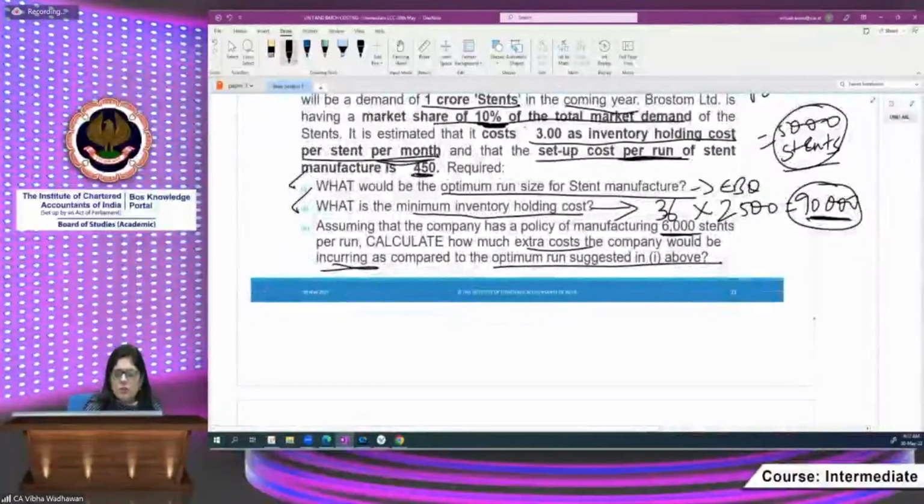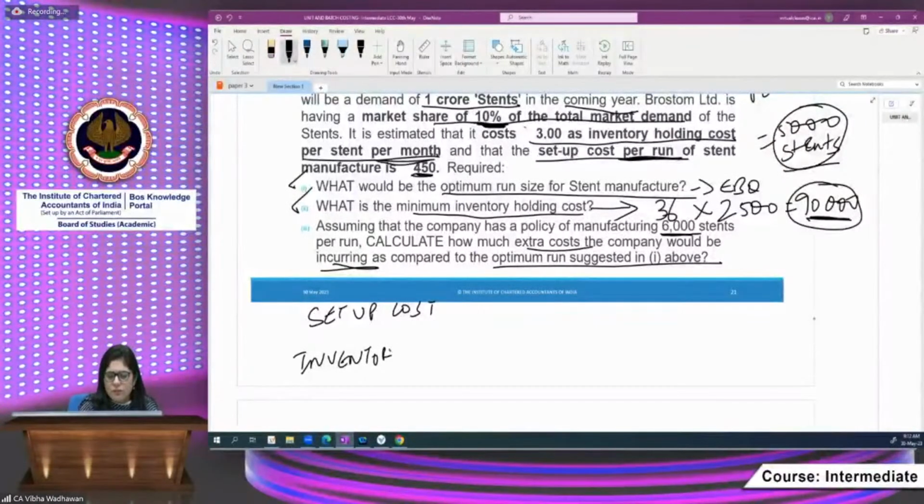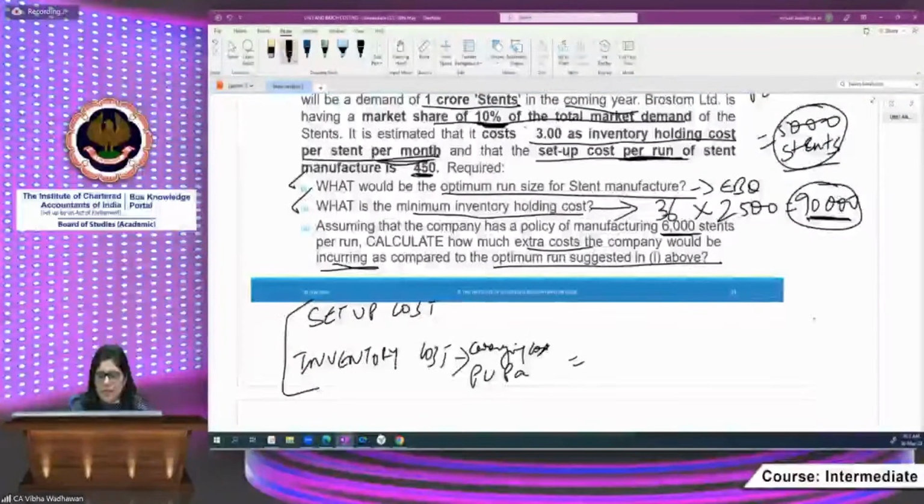See, students, total cost is basically the setup cost and the inventory cost. There are two types of cost when we run the batch quantity. Inventory cost, we know how we calculate inventory cost: carrying cost per unit per annum. Clear? So this we have calculated, 90,000. Setup cost is number of runs or number of batches into cost per run.